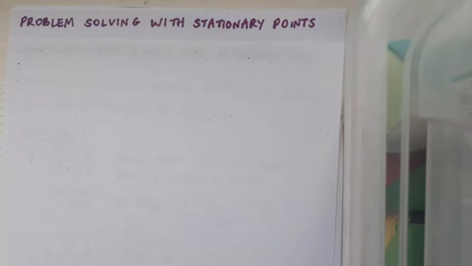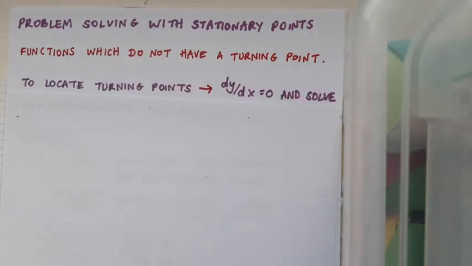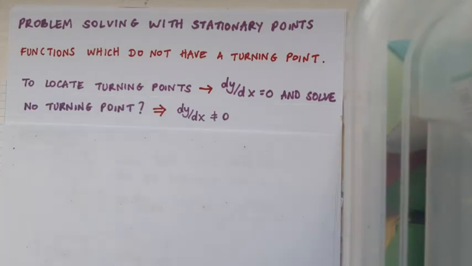This video looks at problem solving with stationary points, and specifically at functions which do not have a turning point. As we spoke about in the last video, to locate turning points, we usually find dy dx, let it equal 0, and then solve for x. So if we're being asked to show that a particular function doesn't have a turning point, that must mean that dy dx cannot be equal to 0.